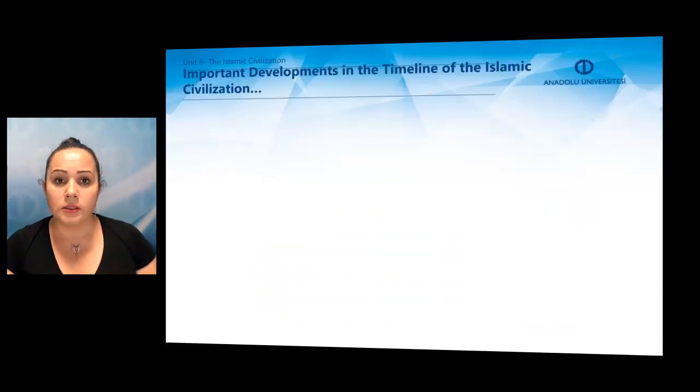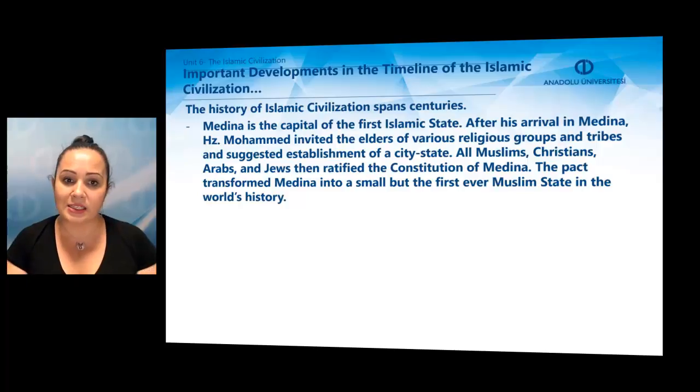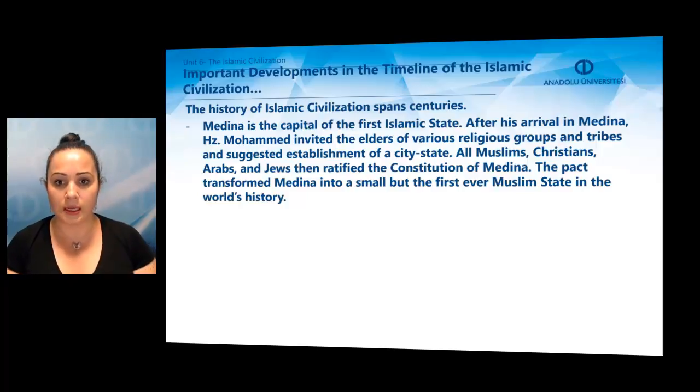There are some important developments in the timeline of the Islamic civilization. The first one is that the history of Islamic civilization spans centuries. Medina is the capital of the first Islamic state. After his arrival in Medina, Hazrat Muhammad invited the elders of various religious groups and tribes and suggested the establishment of a city-state. All Muslims, Christians, Arabs, and Jews then ratified the constitution of Medina. The pact transformed Medina into a small but first ever Muslim state in the world's history.